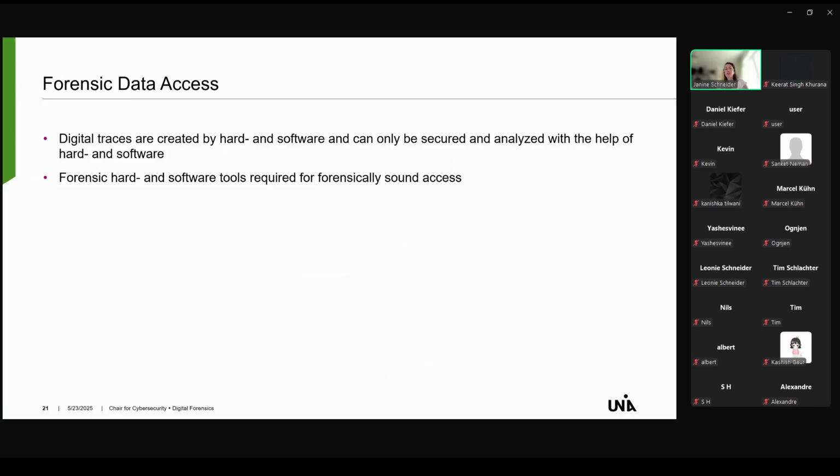Okay, so preservation basically means forensic data access. And since digital traces are created via hard and software, they can also only be secured and analyzed with the help of hard and software. And for that, we can use forensic hard and software tools, which usually means that they do their task in a forensically sound manner. Forensically sound means they don't change stuff, they are tested.